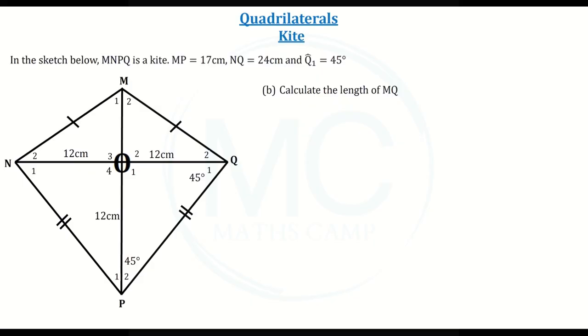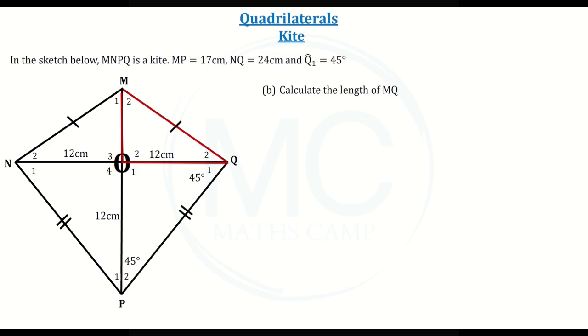Calculate the length of MQ. MQ is a side of kite MNPQ, so let's make it red. Now we know that MQ is the same length as MN, but without a given length or the size of Q2, we don't have anything else to work with. Now, even though we are working with quadrilaterals, we can still use triangles to help us. MQ lies in triangle MOQ. So let's make this triangle red.